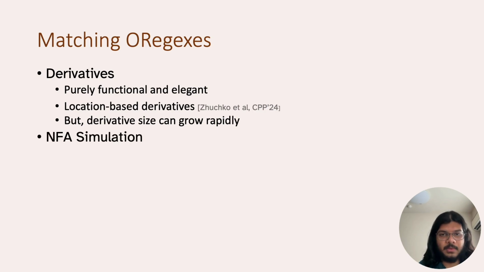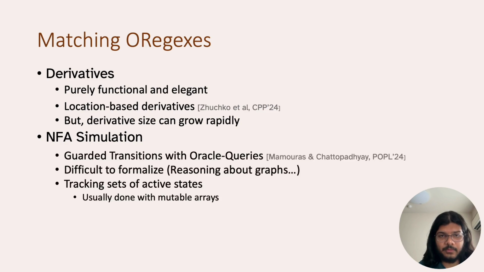Another way to solve this problem is to simulate an NFA directly. Our original work on this problem used the notion of an enriched NFA, which had transitions guarded with oracle queries. Unfortunately, formalizing an NFA simulation can be quite challenging. This is because we have to reason about graphs and paths in these graphs. Additionally, an NFA simulation algorithm would require tracking the set of active states, which is usually done using a mutable array.